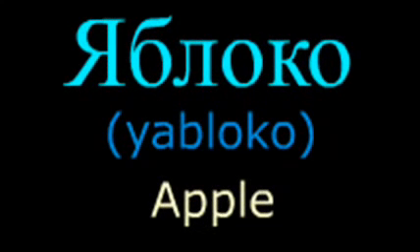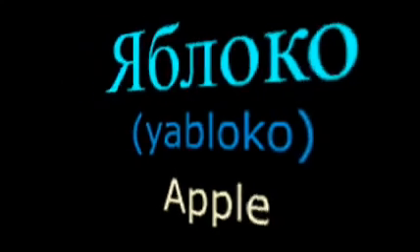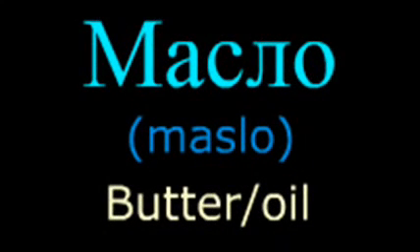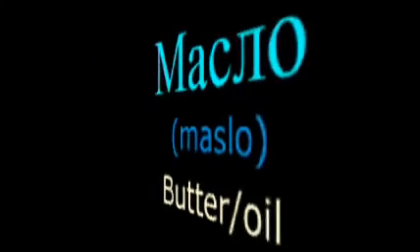The first letter is Ya, and it's pronounced Ya. The second letter is a B. The third letter is an L, and then OKO. This is yabloko, yabloko. First letter M, no challenge. A, no challenge. Third letter S. Fourth letter L, and then O, no challenge. This word is maslo, maslo.